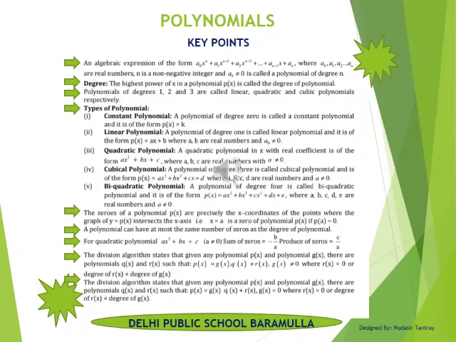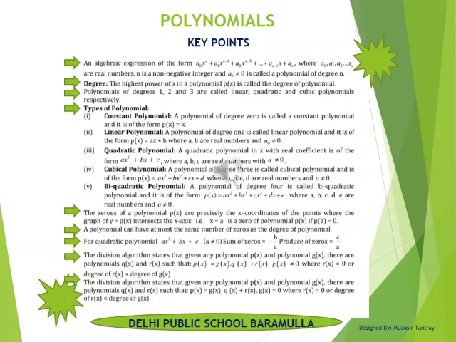The zeros of the polynomial p(x) are precisely the x-coordinates of the points where the graph of y = p(x) intersects the x-axis. That is, x = a is a zero of polynomial p(x) if p(a) = 0. A polynomial can have at most the same number of zeros as the degree of the polynomial. Generally, we can say that a polynomial of degree n has exactly n zeros.